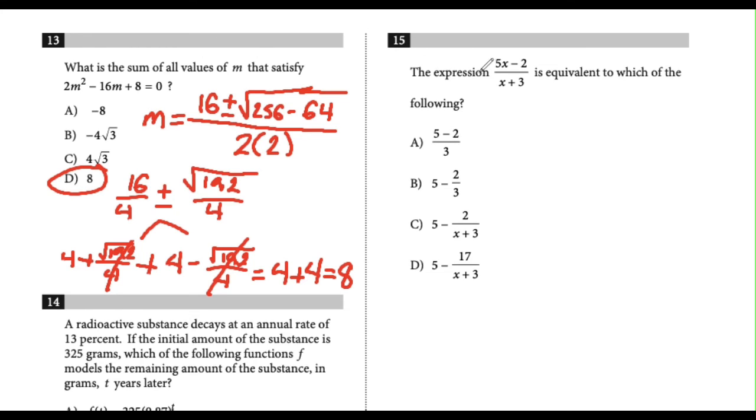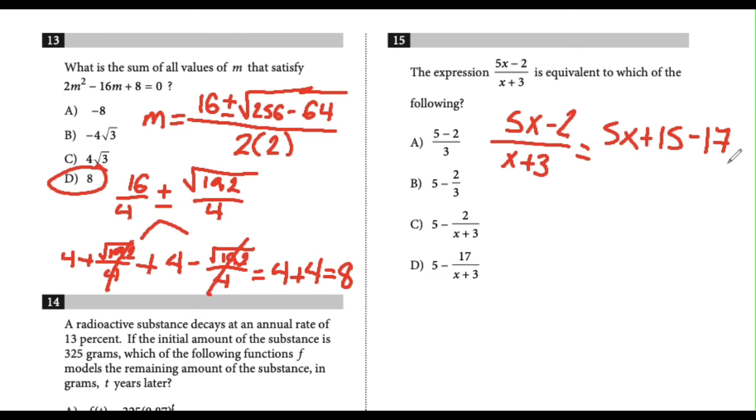Number 15. The expression 5x minus 2 divided by x plus 3 is equivalent to which of the following? In order to find this equation, we need to manipulate this negative 2. 5x minus 2 over x plus 3 can become 5x plus 15 minus 17 over x plus 3. Notice that I turned this negative 2 into 15 minus 17. 15 minus 17 is in fact negative 2. And the reason why we did this is going to be shown right now.